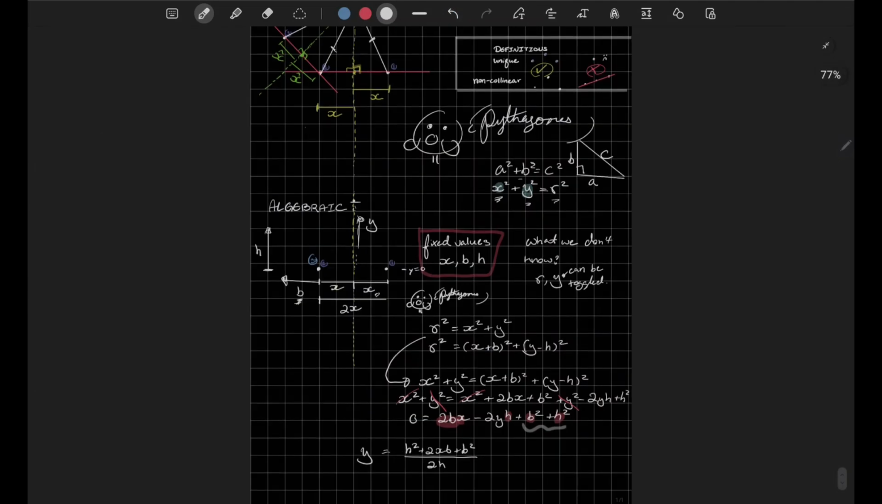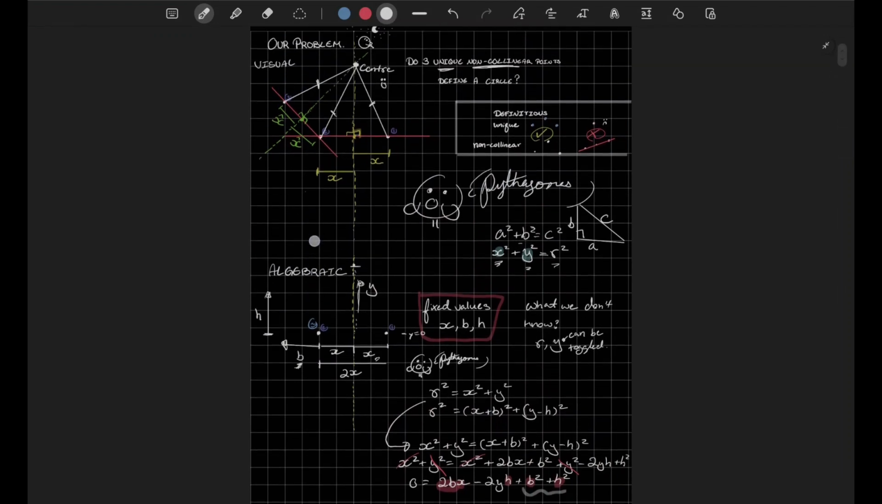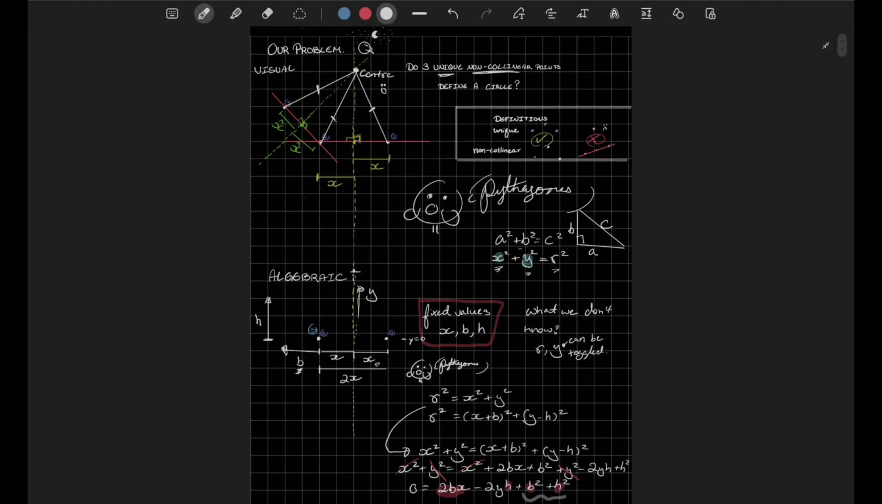Now to get a visual as to how the placement of the third point impacts where the center of the circle is.